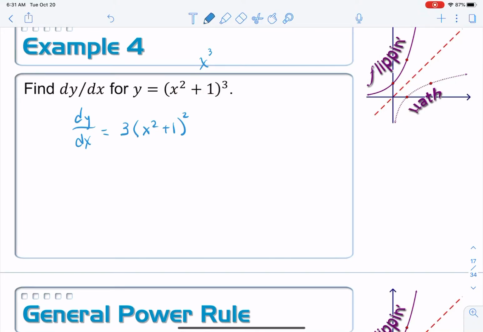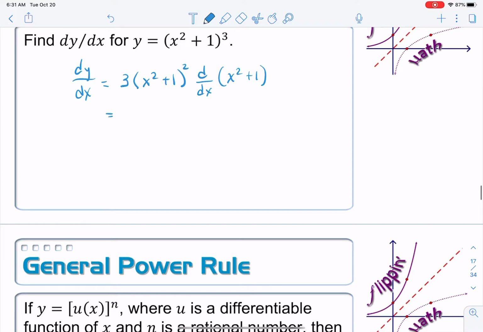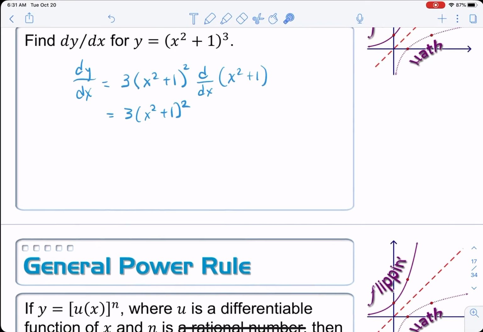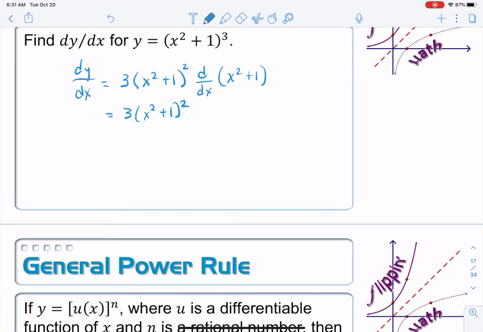Now we have to multiply that times the derivative with respect to x of that interior function, which is the x squared plus 1. Okay, so I'm just going to rewrite some stuff. And now the derivative of that interior function is just a 2x, leapfrogging that thing down. And then just to make this look pretty, we might take this 2x and multiply it times the 3 out front here and get 6x times x squared plus 1 squared.